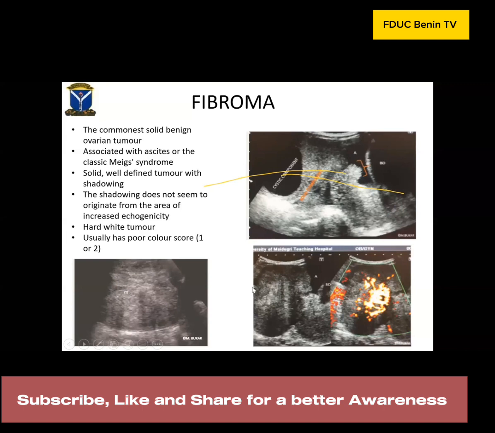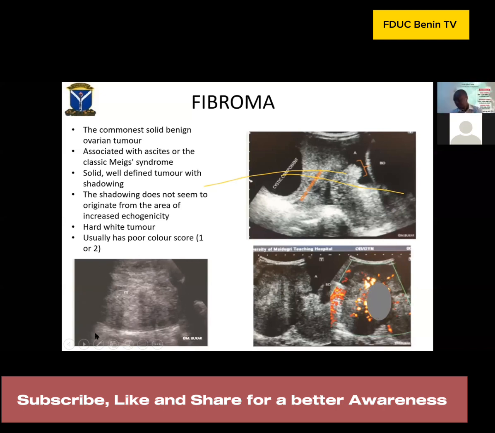Now here you can see the lobulated nature of this mass. You can see the shadow here, and you can see the color score here. In the literature, the color score is usually 1 or 2. But here you can see this color score is more than 2. But what I think is that because of this adherent tube, the color uptake here is from the blood supply to the tube and not to the fibroma. So to me, I believe that this is the true color score.